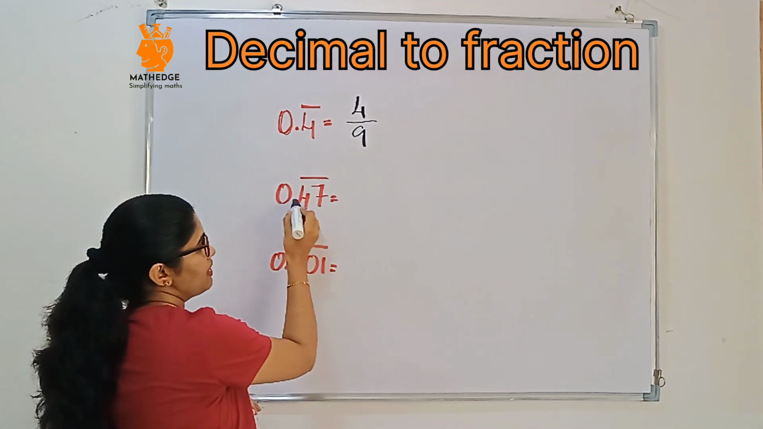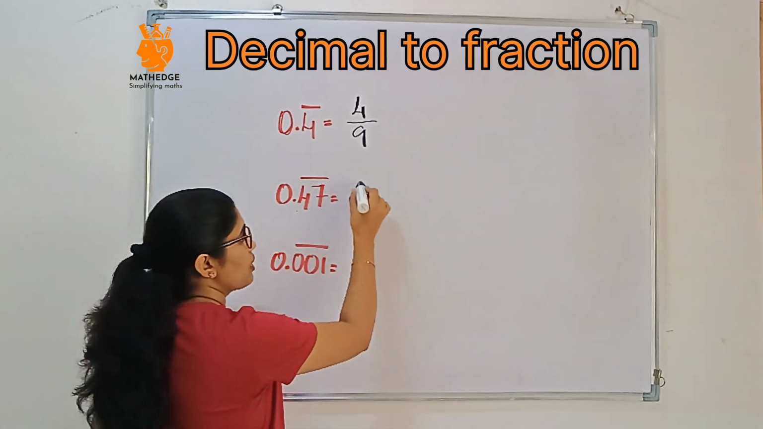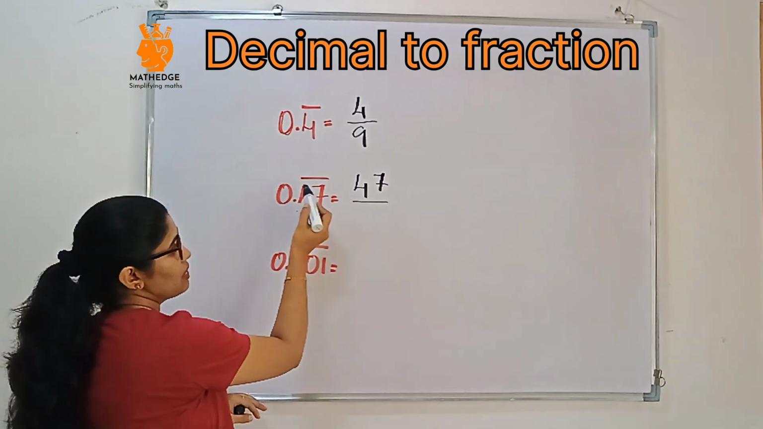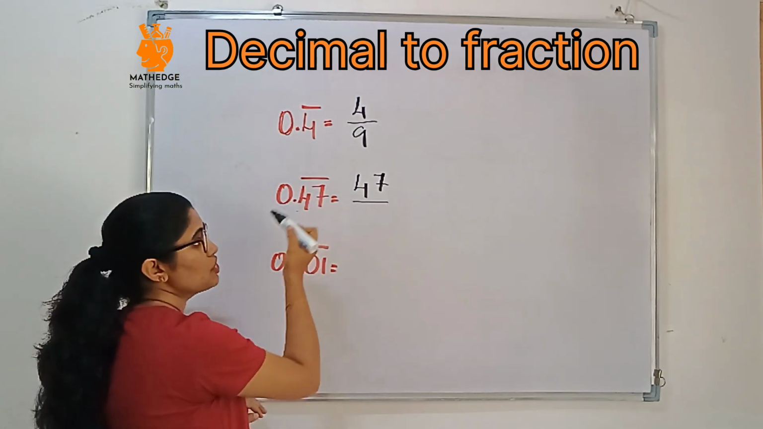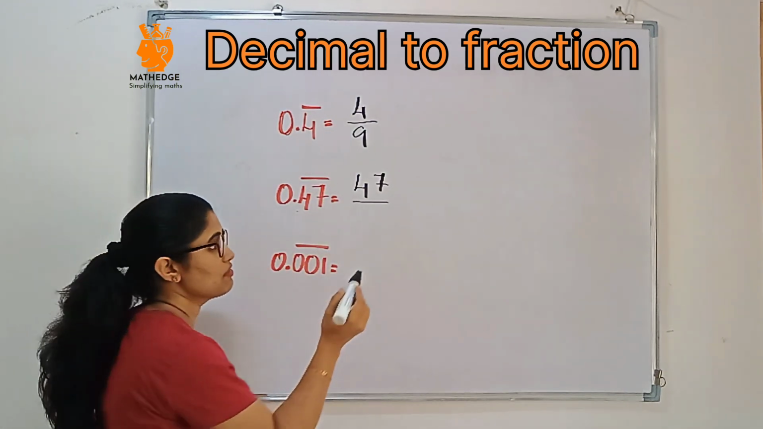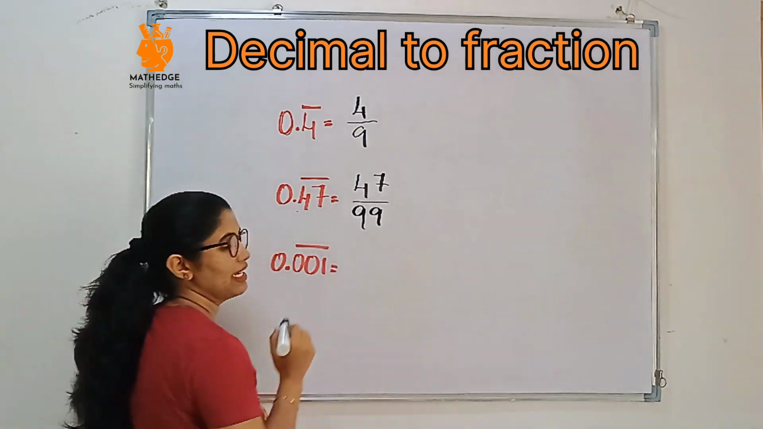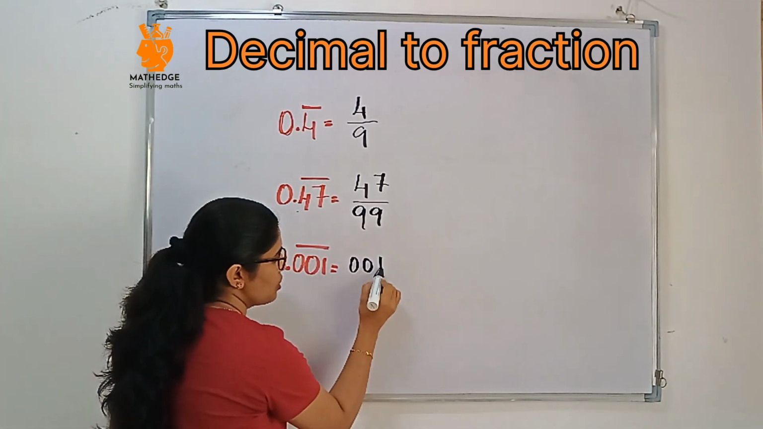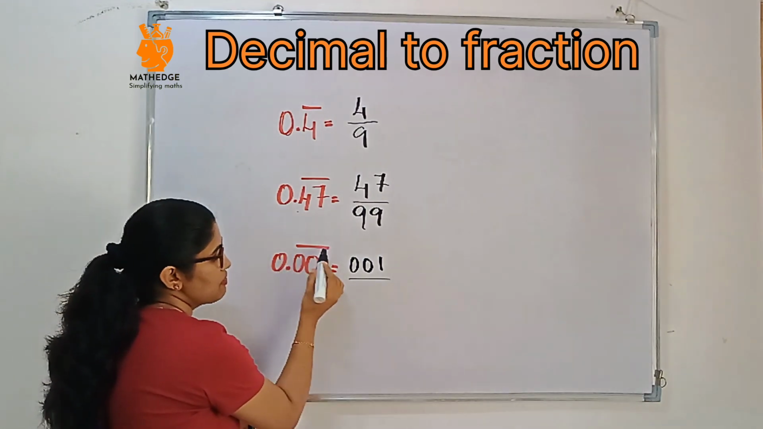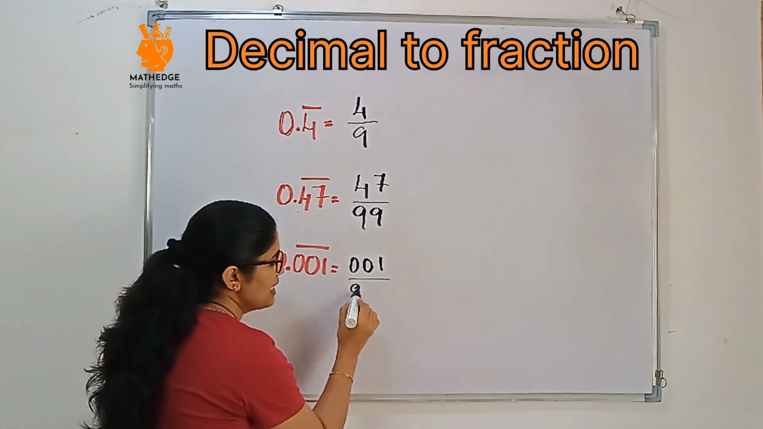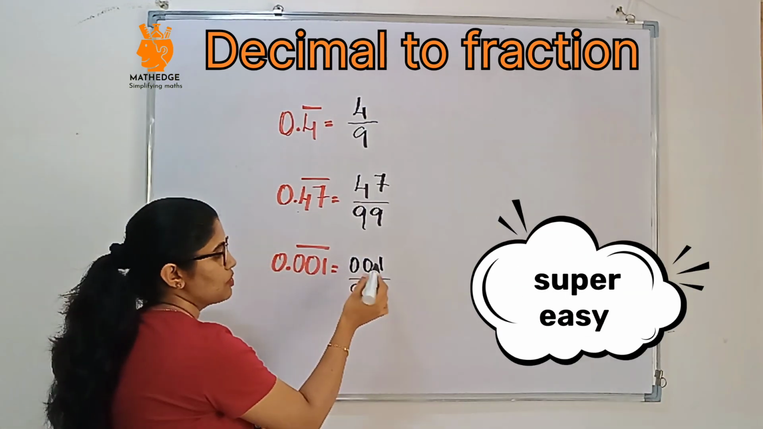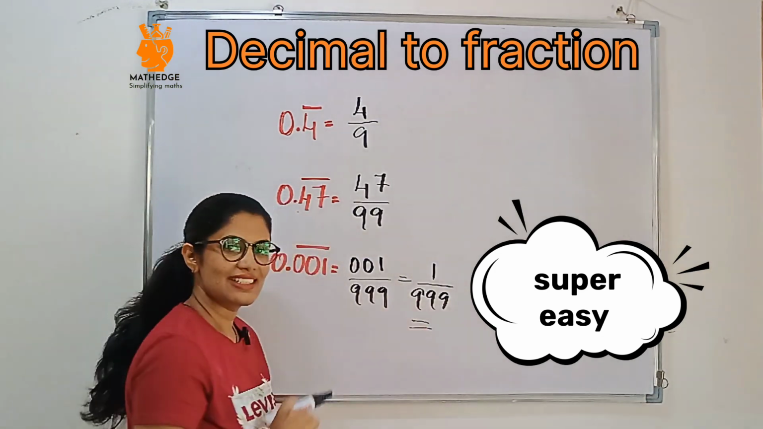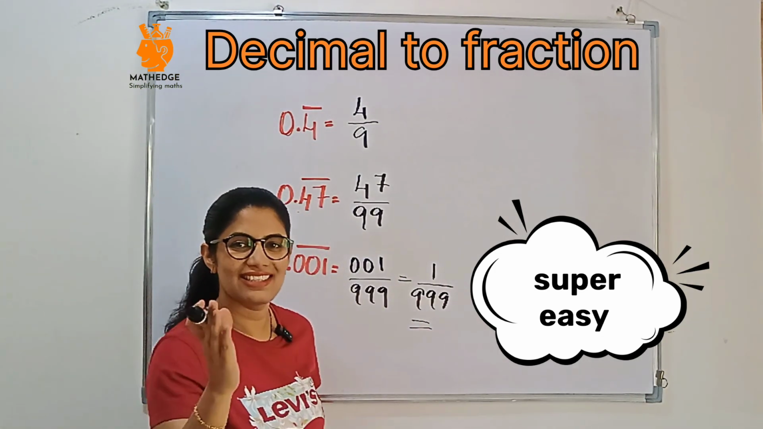Yes. After the decimal, 47 is there. So write 47 at the numerator, and coming to the denominator, the bar is for two numbers. If the bar is for two numbers, we should write two 9s. Easy, right? And 0.001: write 001 and the bar is for three numbers, so we should write 999. 001 over 999, or you can write 1 over 999. See how fast it was?